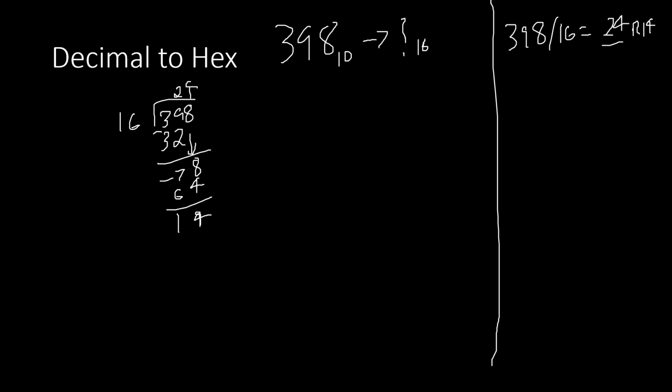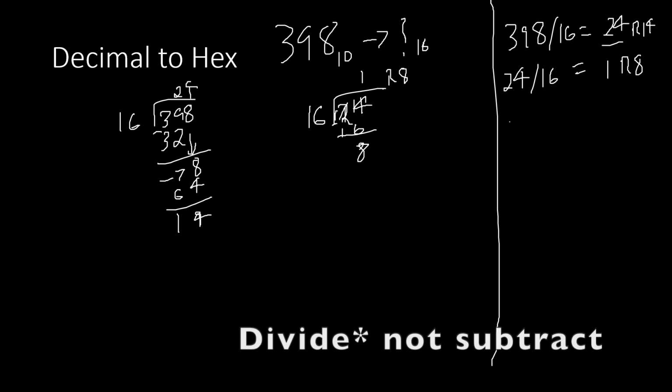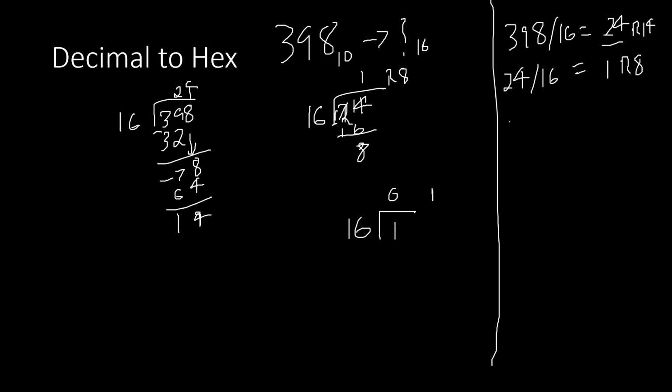Now we're going to take this 24 and divide that by 16. So 16 goes into 24 one time. We're going to subtract 16, so that's going to be 8. So we're going to get 1 with a remainder of 8. So 24 divided by 16 equals 1 remainder of 8. And then we're going to divide 1 by 16. We're going to get 0 with a remainder of 1. So 1 divided by 16 equals 0, remainder 1.